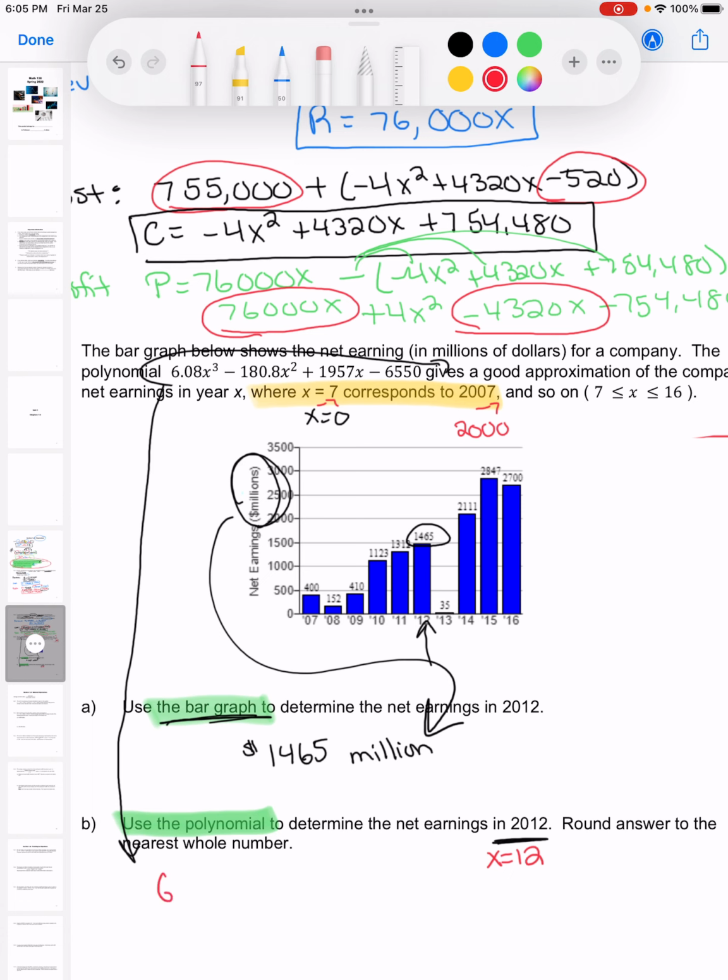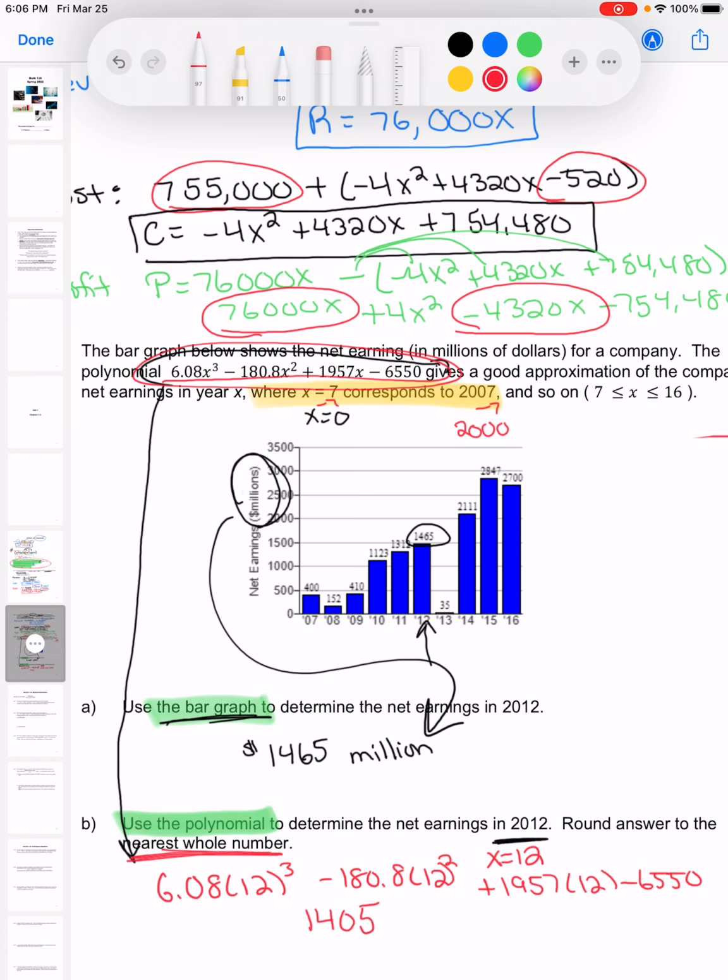And you're going to see we're not going to be plugging in that whole year into this section or other sections either. We're going to be using that modified year that I was just working on. So I'm just plugging 12 in everywhere I see an x up here in that polynomial that we were given. I'm going to type that in my calculator, and it does ask me to round to the nearest whole number. That means no decimals. So that's going to be 1,405, and my units again are $1 million.